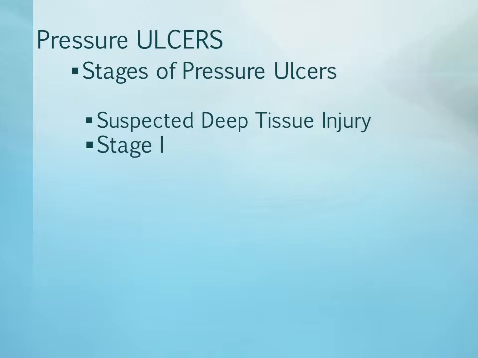In stage 1, the skin will still be intact, the area will appear red and does not blanch, and it's usually over a bony prominence. In stage 2, the skin is broken. The ulcer is superficial, causing partial thickness loss of the epidermis and the dermis, and may appear as a blister, a shallow crater, and/or an abrasion with no bruising.